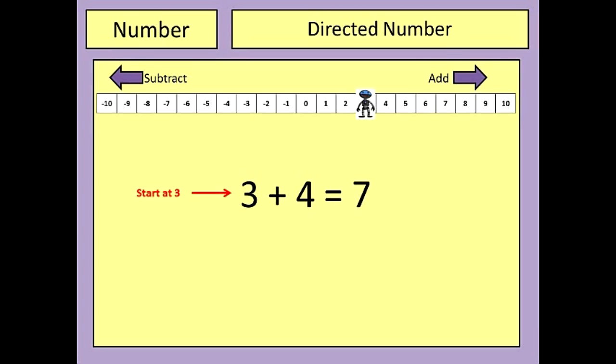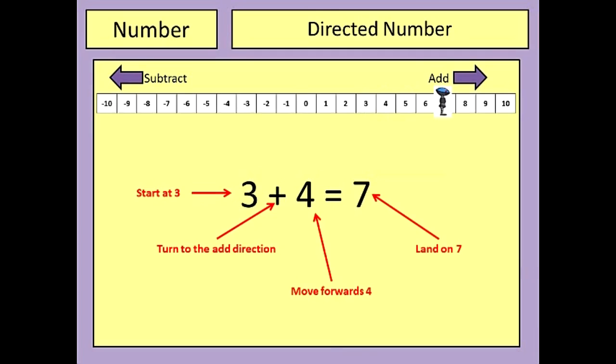Because it's an add, he's then going to turn and face the adding direction, which you can see on your screens points that way, and he's going to move forwards 4 spaces. And then where he ends up on 7 corresponds to my answer there. So hopefully you've seen how we can use these simple sums as directions to actually end up at an answer.